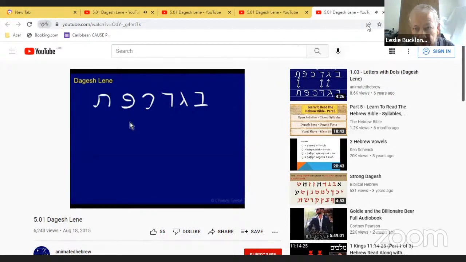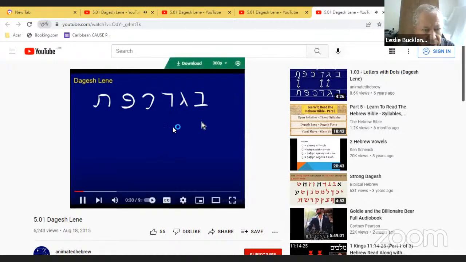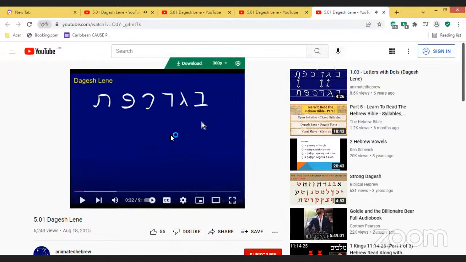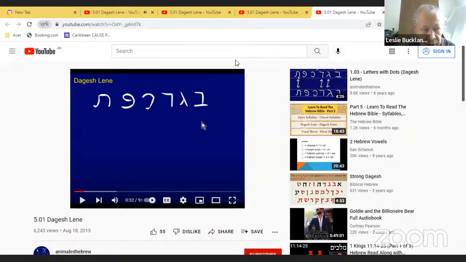If you remember, this is a mnemonic to remember the six letters that can take a Dagesh Lene. There are two conditions that have to be met. One is that it has to be at the beginning of a syllable.